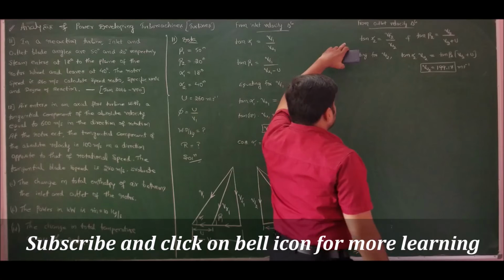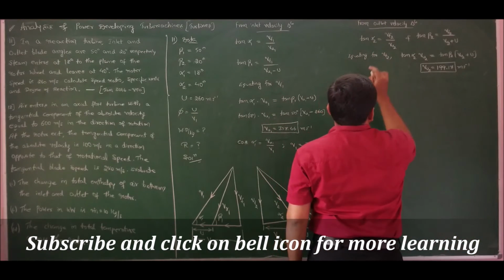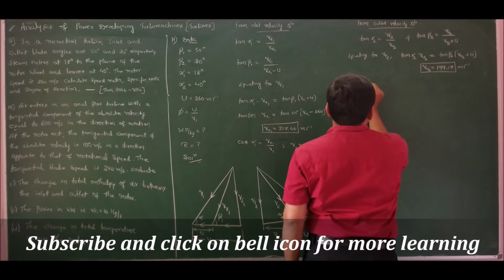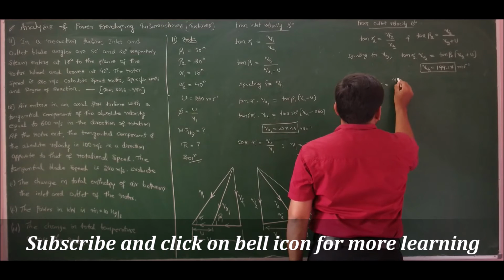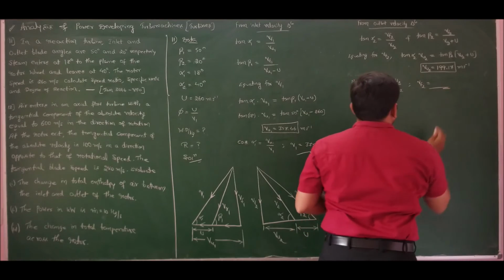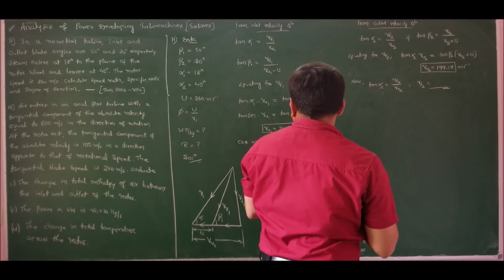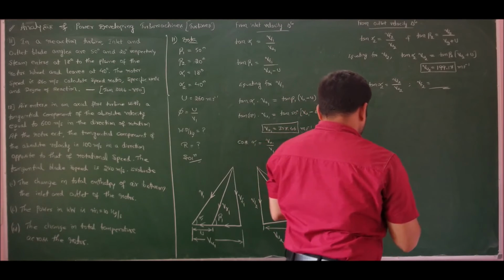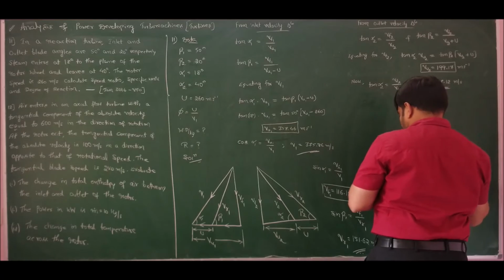So now I can find all the values. If I substitute these two equations, I'll get the value of Vf2 itself. Using this equation, tan alpha 2 is Vf2 by Vu2, hence the value of Vf2 will be Vu2 into tan of alpha 2, which is 40 degrees, which is 167.12 meters per second.